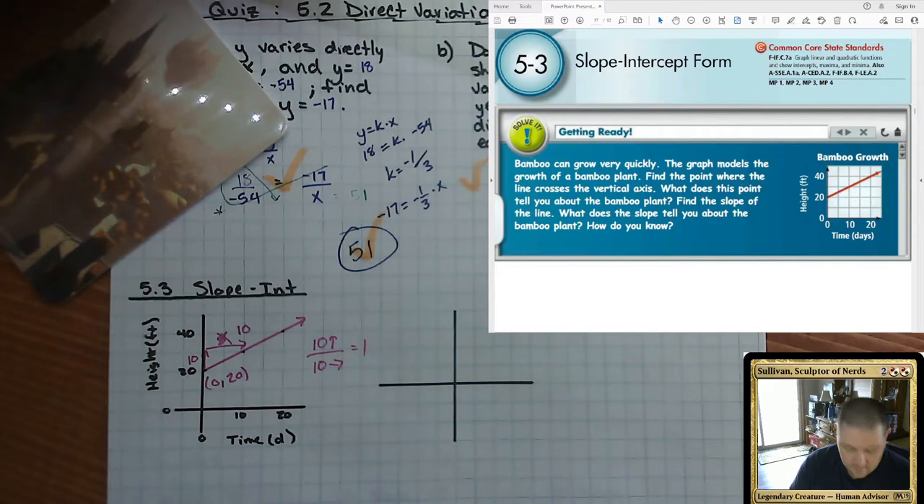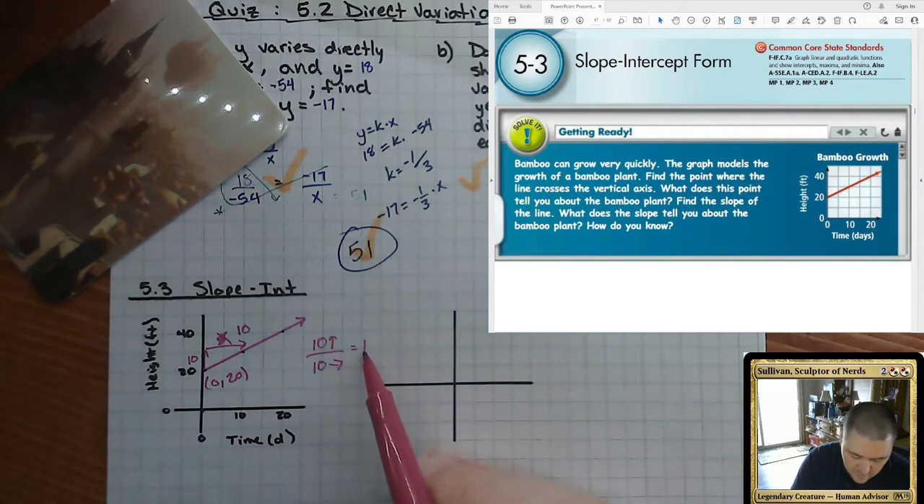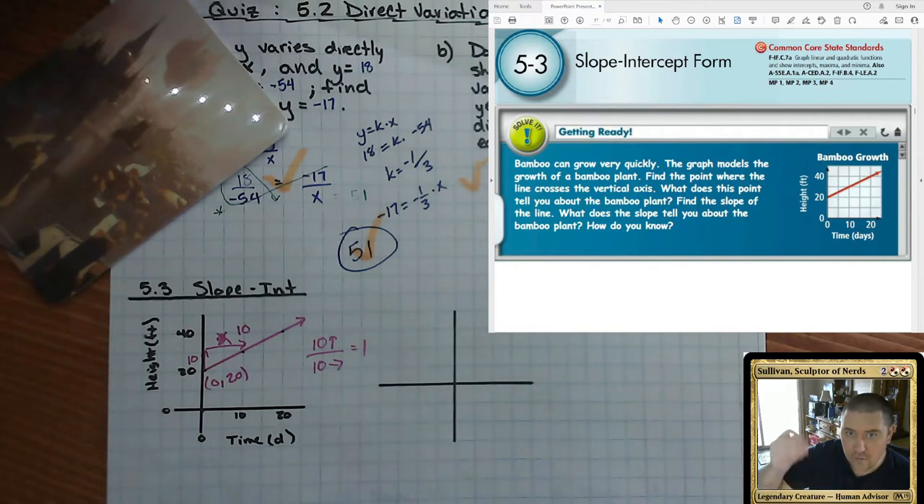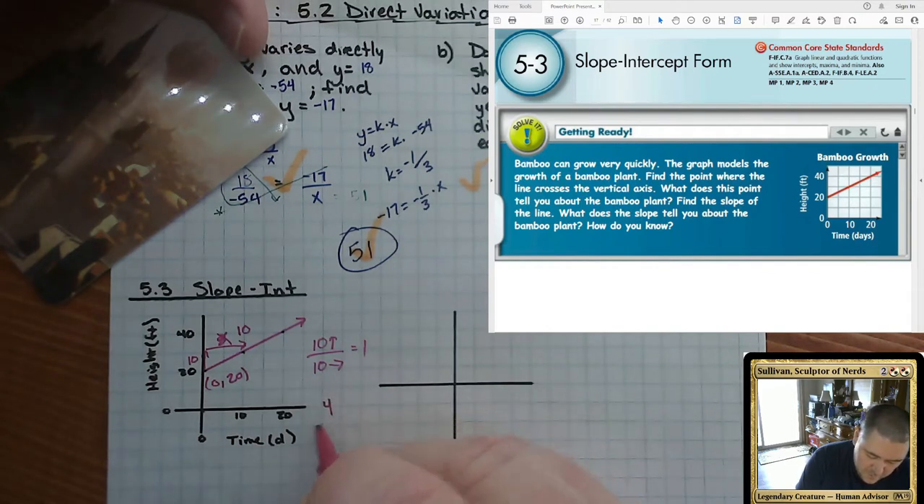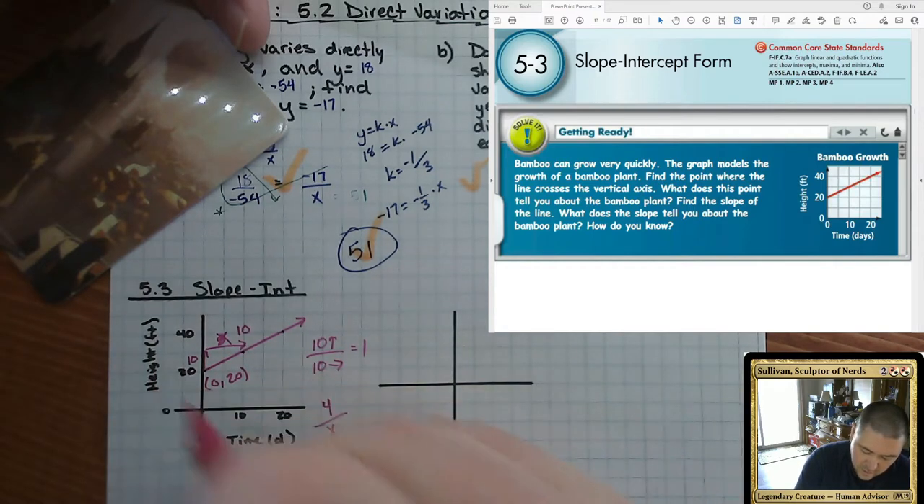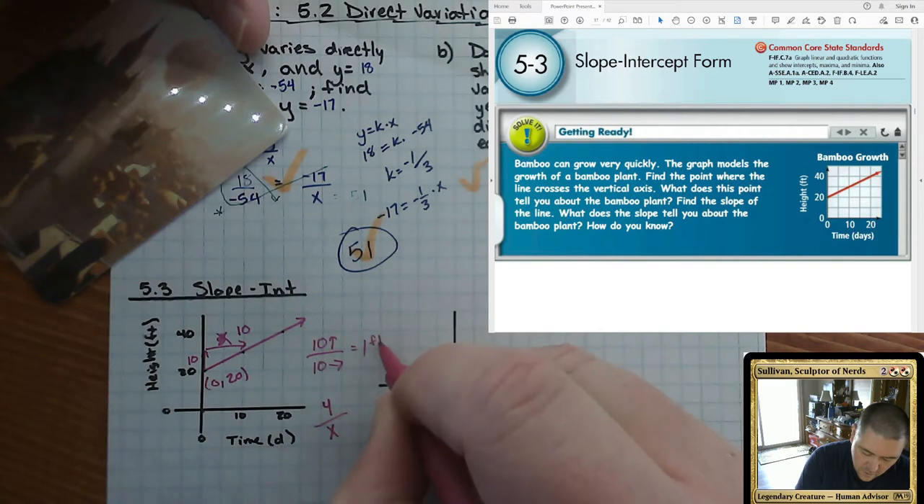What does it tell you? Okay, if the time is 0 and the height is 20, it starts at 20 feet, or inches if it was a typo. This tells me that for every one time, it's going to go up 1 foot, or one height. So I use my labels here. Since my slope is change in y's over change in x's, I actually apply those labels. It's 1 foot per day.